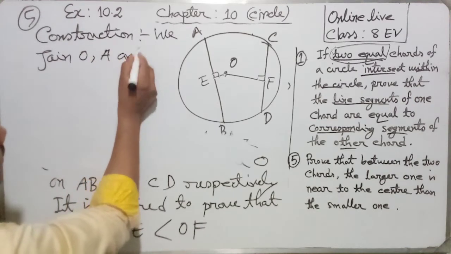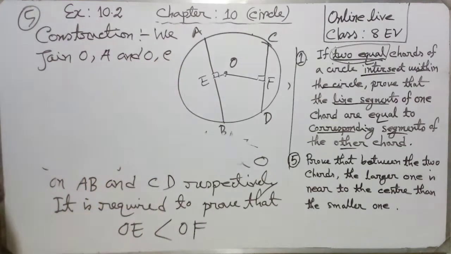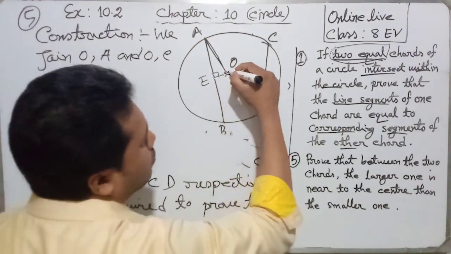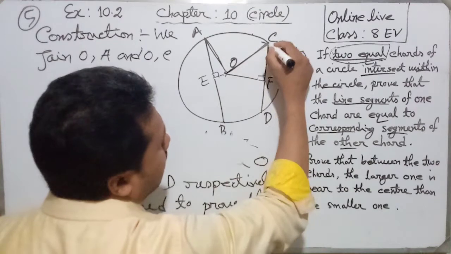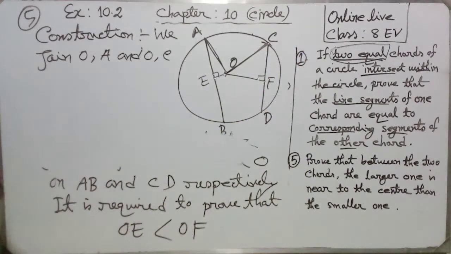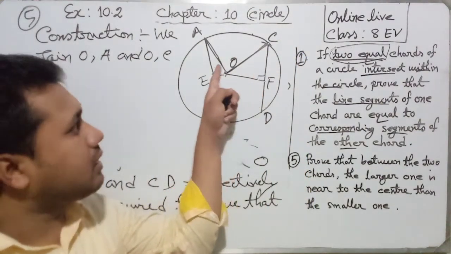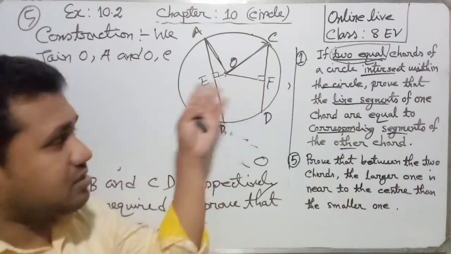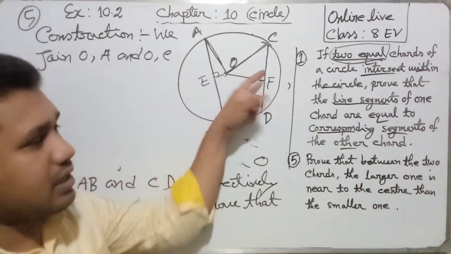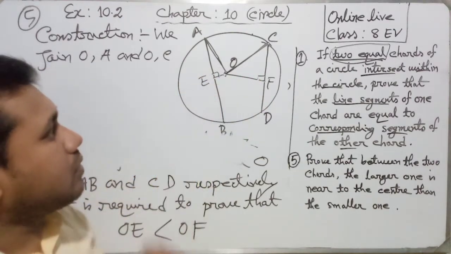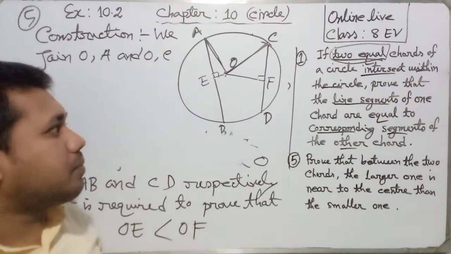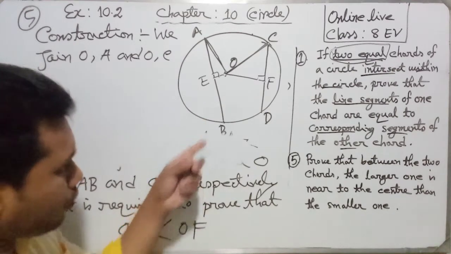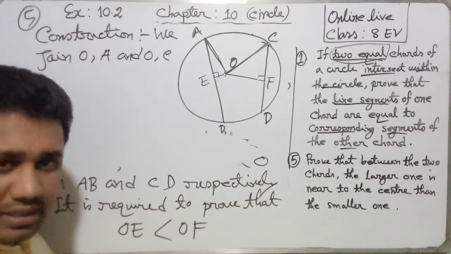Now we join OA and OC. Now dear student, look, this is a right angle triangle and this is also a right angle triangle. These two right angle triangles, their size is different, clear, because this is greater and this is smaller. Now dear students, if we apply our Pythagoras theorem, then we will get our final destination.